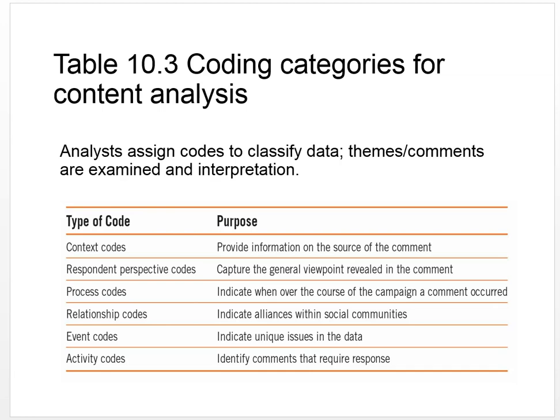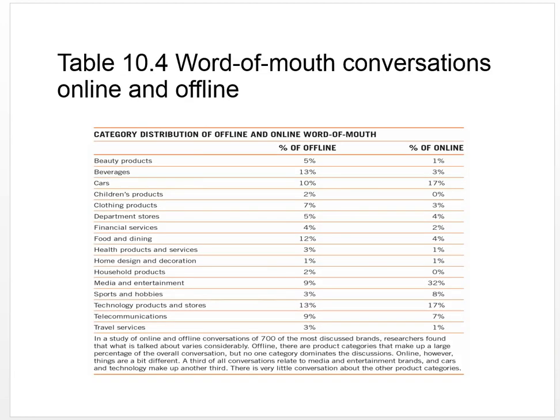So as we've got here, coding categories for content analysis. Analysis assigns codes to classify data. So these are themes, comments, as I just said. So you've got response codes, relationship codes, event codes, activity codes. It's important to break them down like that, because you can actually start to make sense out of them, right? Because if you put everything together and you just get a mean score overall, it doesn't really provide you with any particular direction you should move strategically. It essentially just becomes a score that managers use to say how good or bad their team's going.